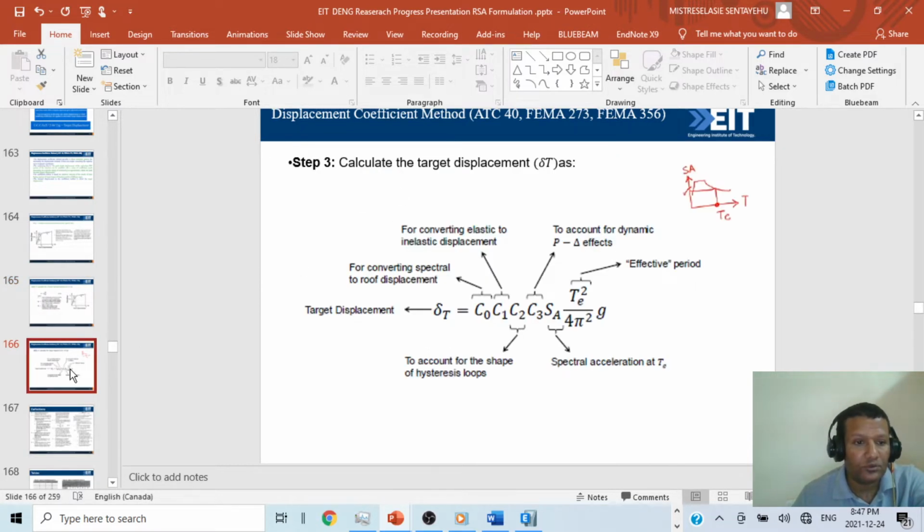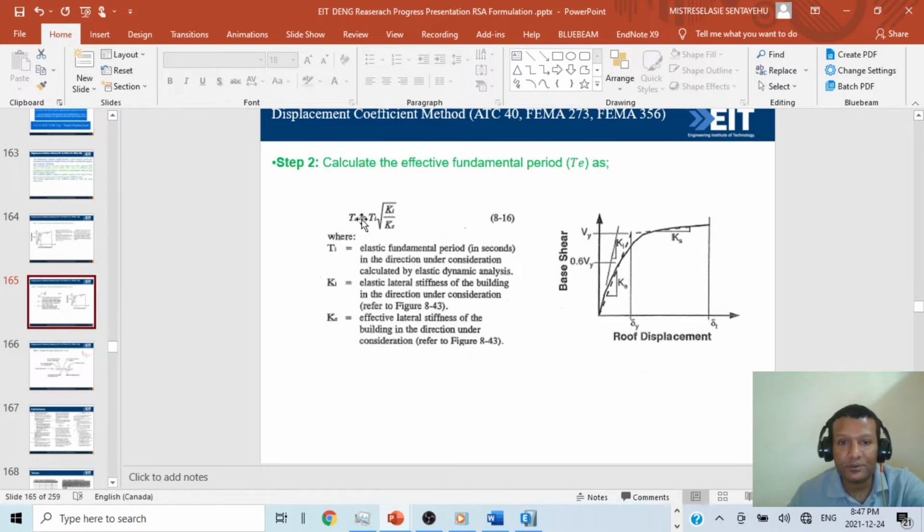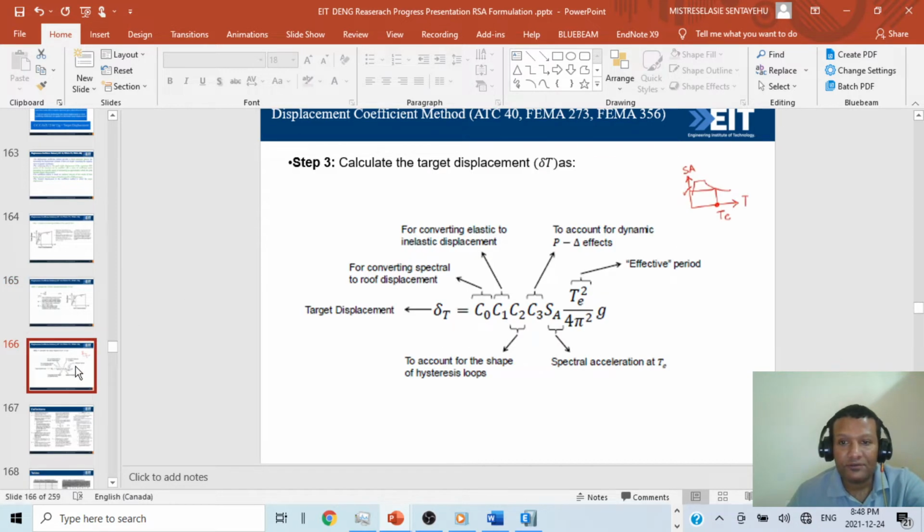This is part 2. Part 3, calculate the target displacement. How? The target displacement is this one: C0, C1, C2, C3, Sa. This is spectral displacement. So spectral acceleration at Te, because we have Te here. Once we know the effective period for our building, we go here, find the spectral acceleration. You can bring the spectral acceleration from the response spectrum directly here. So all this one is spectral displacement. So this is the effective period. For that effective period, we can bring it here.